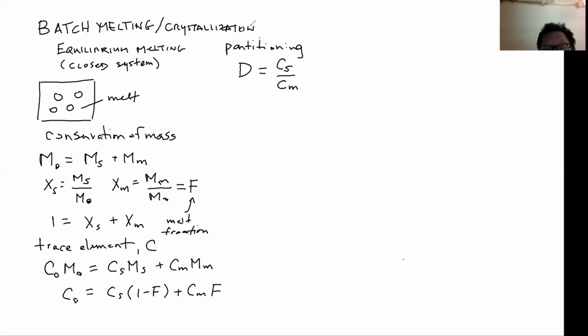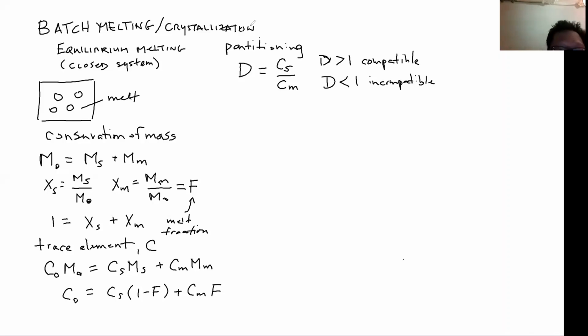Now, it's empirical, and we'll talk about partition coefficients in another lecture. But when D is greater than 1, we call this compatible. And when it is less than 1, it's incompatible. Okay? Some terminology for you.